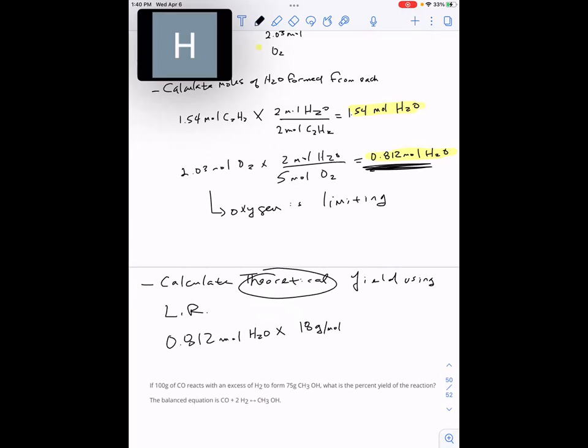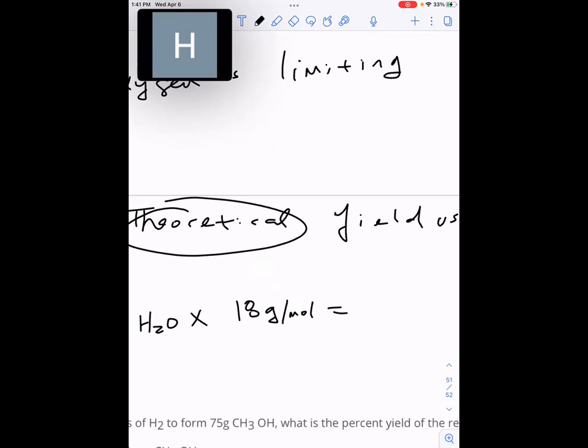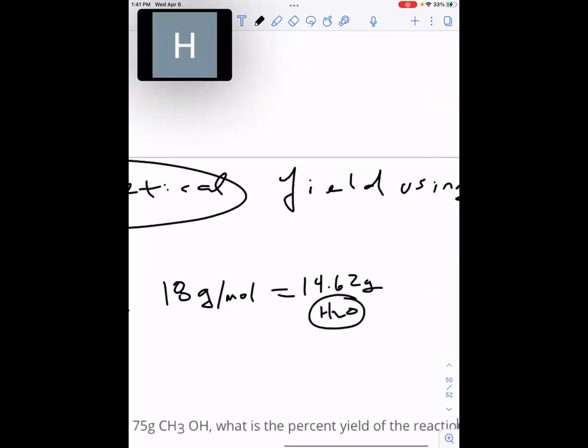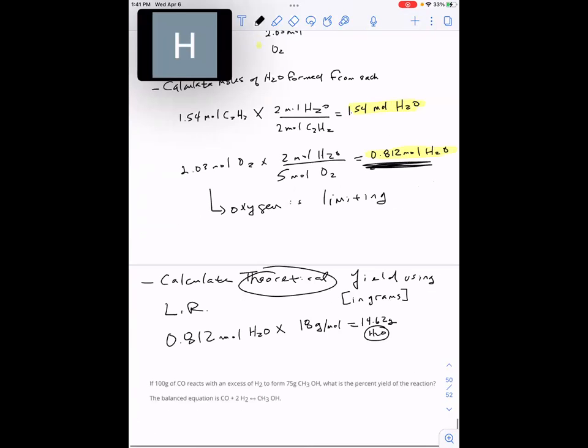So that times the molar mass of water, which is 18, it's going to give us somewhere around 14 grams. Right? And remember, the theoretical yield is always given in grams. So that's why I have to go back and take the moles from the limiting reagent and use that to calculate the mass of water based on that number of moles.